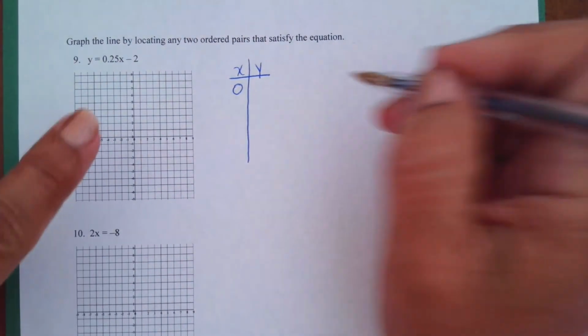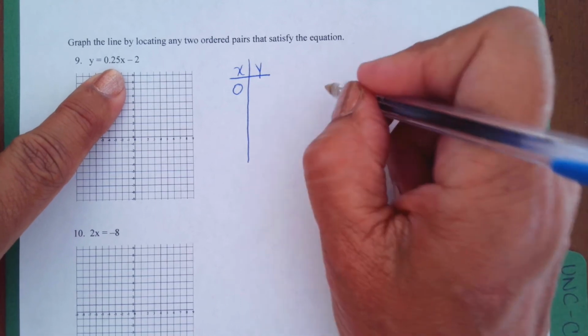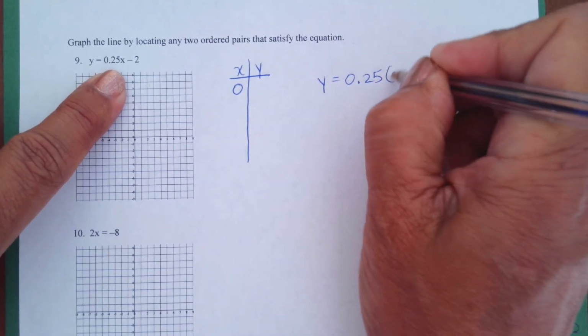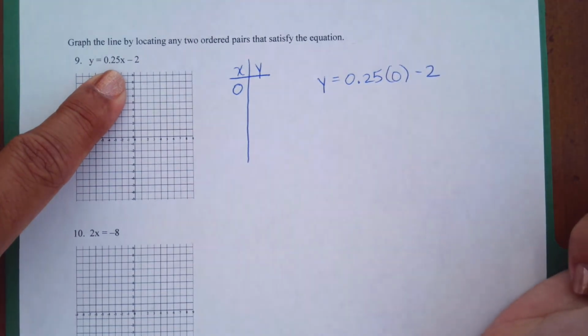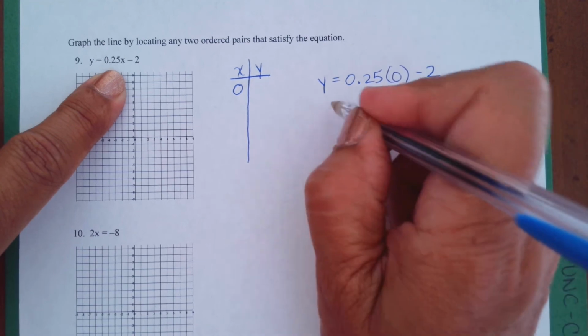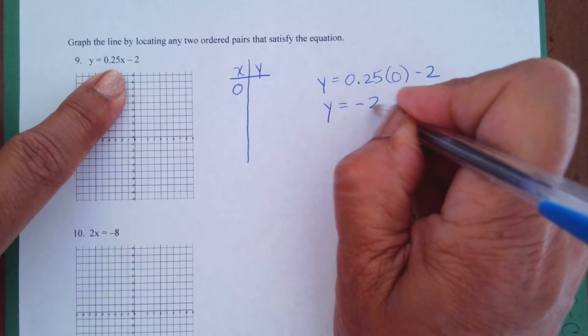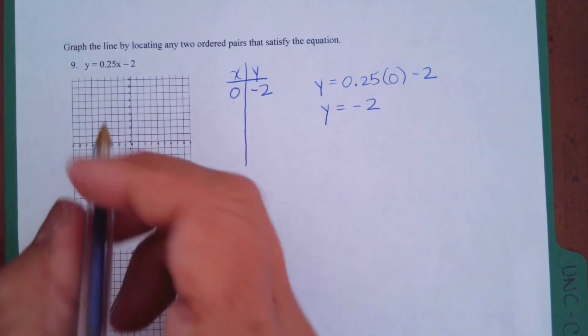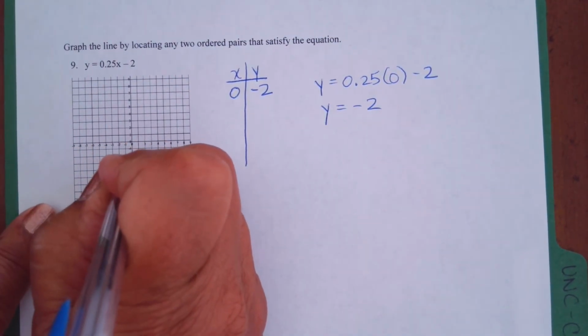I'm going to come over here to the right and let x be 0. So y equals 0.25 times 0 minus 2. That is the y-intercept. 0.25 times 0 is 0. So we end up with y equals negative 2. So there's an ordered pair, 0, negative 2, down here.